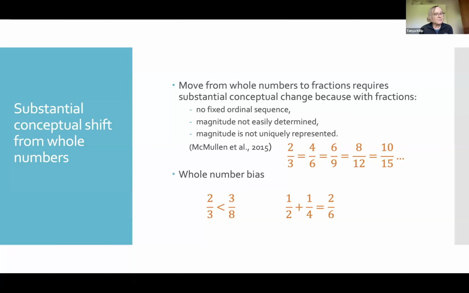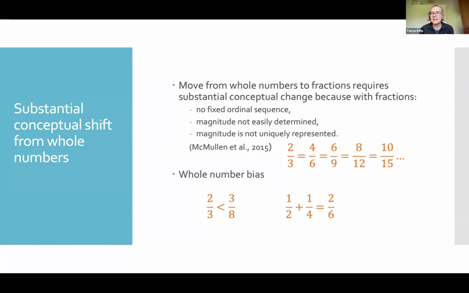Also, unlike whole numbers, the magnitude of fractions is not easily determined. So if I give you two fractions and ask you which one's bigger, it's not necessarily immediately obvious, unlike with whole numbers. Furthermore, the magnitude of fractions is not uniquely represented. In fact, every fraction has an infinite number of equivalent fractions. So these fractions initially appear to be different, but actually represent a fraction of the same size or magnitude. So here, for example, the fraction 2/3 can be represented as 4/6, 6/9, 8/12, and so on infinitely.